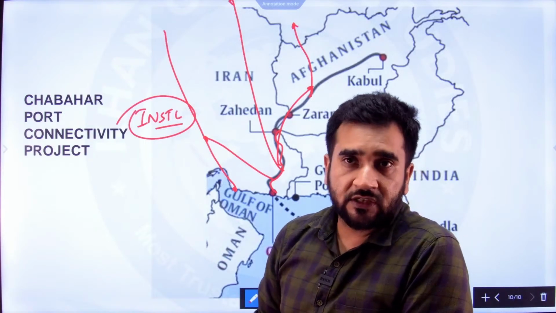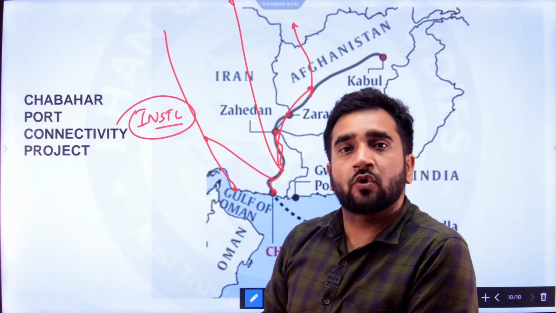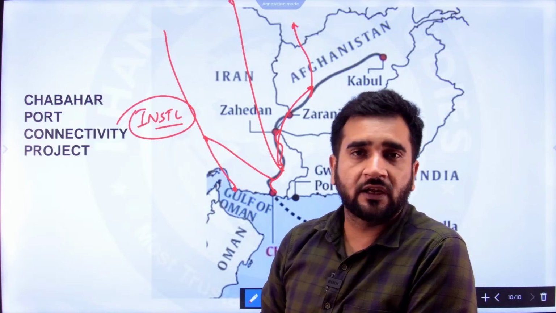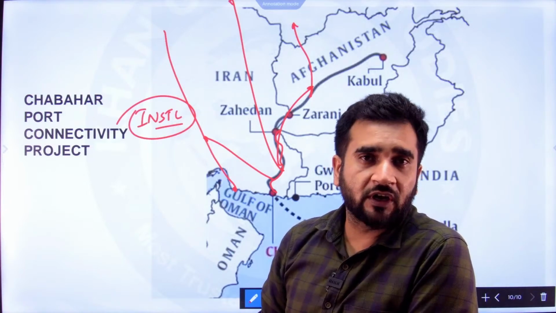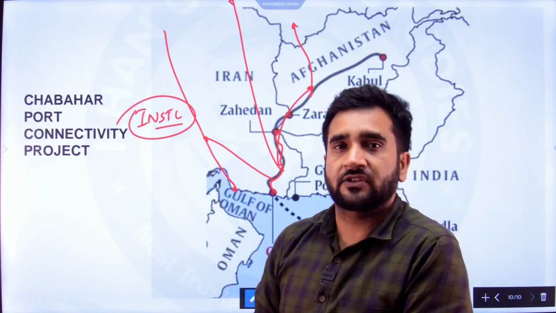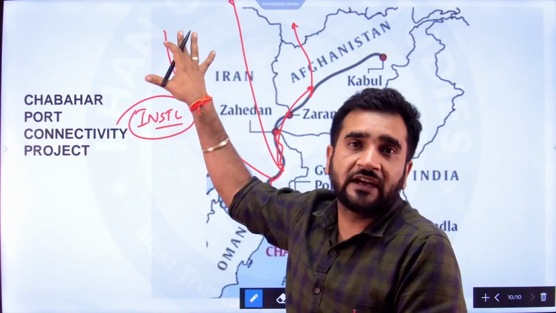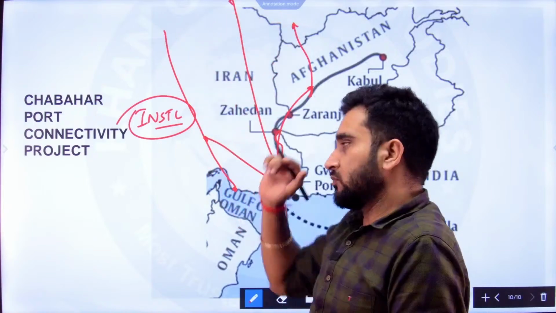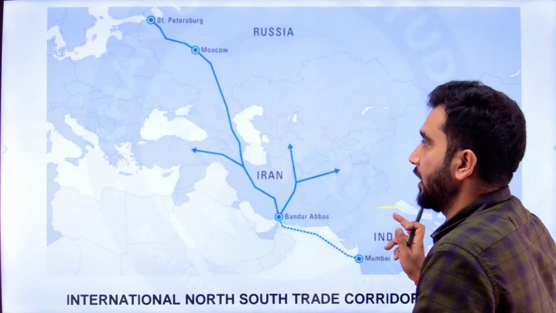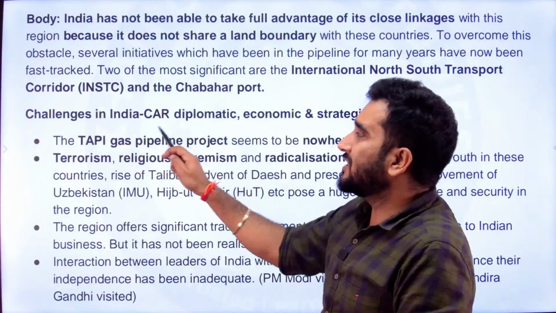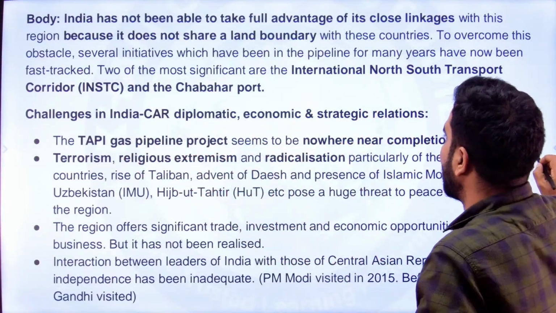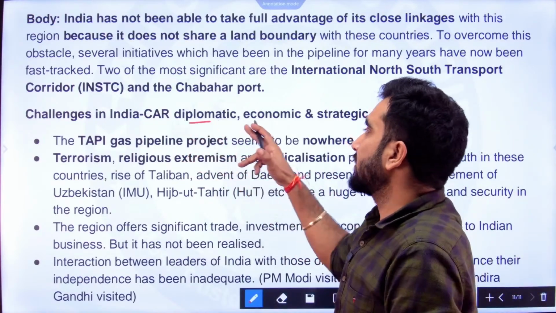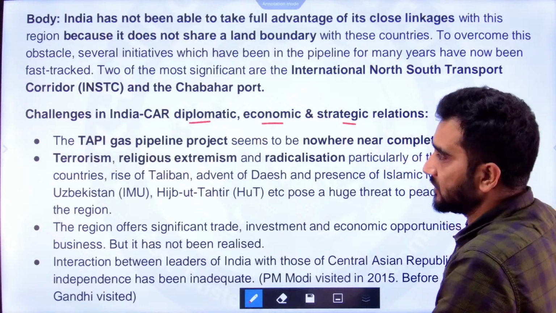And in this Modi 3.0, we are also looking at this new thing, that this particular government is touching the untouched lands. And obviously, these are untouched lands for India relatively, which can be touched, which can be beneficial for India. But challenges in India-CAR diplomatic, economic, and strategic relations, actually, we have to highlight these. What are the challenges? Diplomatic, economic, and strategic challenges.